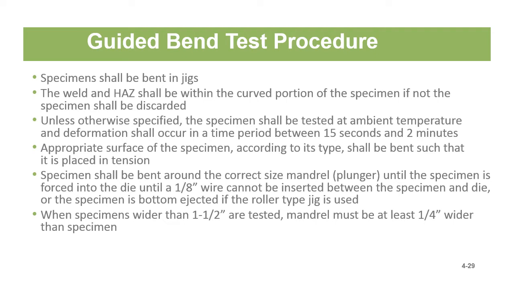You'll notice that it says the appropriate surface of the specimen according to its type shall be bent. So are we doing face bends, root bends, side bends? Also, the correct size mandrel. Certain materials do not get bent the same. Aluminum doesn't get bent on the same mandrel as an A36 generic carbon steel. There's different sizes for different materials and material strengths.